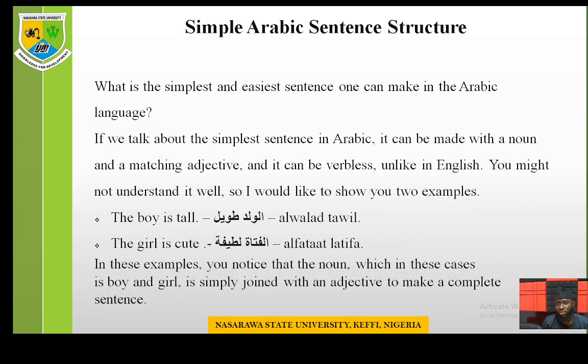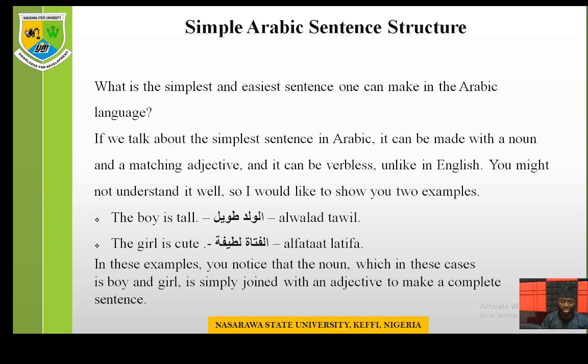Simple Arabic sentence structure. First thing, what is the simplest and easiest sentence one can make in the Arabic language? If we talk about the simplest sentence in Arabic, it can be made with a noun and a matching adjective, and it can be verbless, unlike English. You might not understand it well, so I would like to show you some examples.